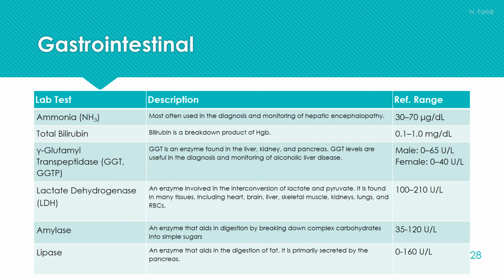If the lipase is normal, however, the amylase is elevated, this suggests a non-pancreatic origin of the increased amylase. So that is an important differential diagnosis tool to see if a patient is having these abnormal lab values, if it is truly from a pancreatic cause or non-pancreatic origin.